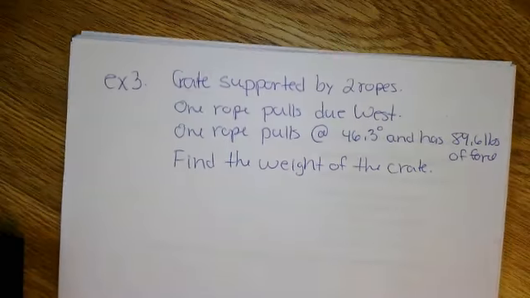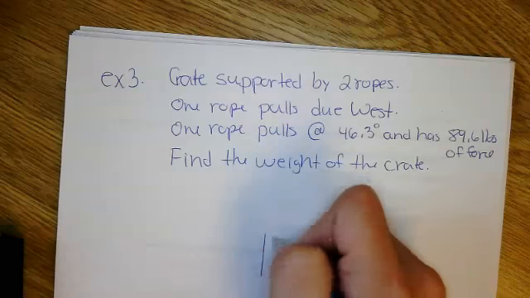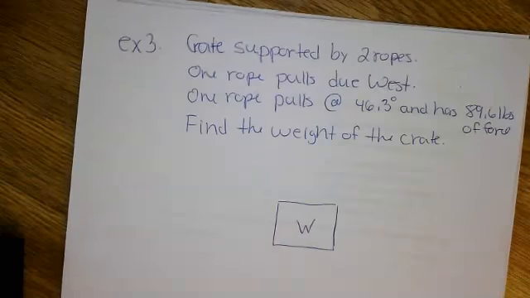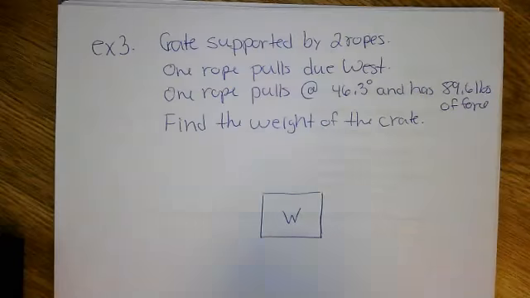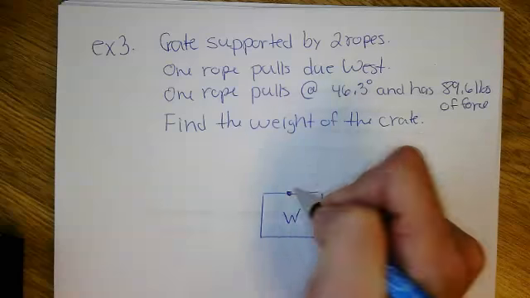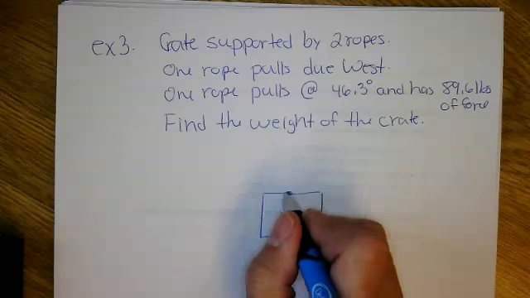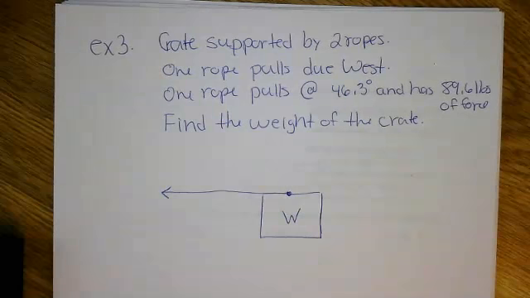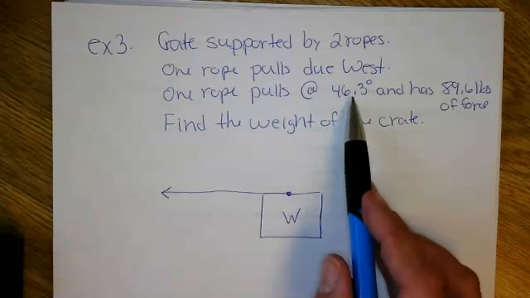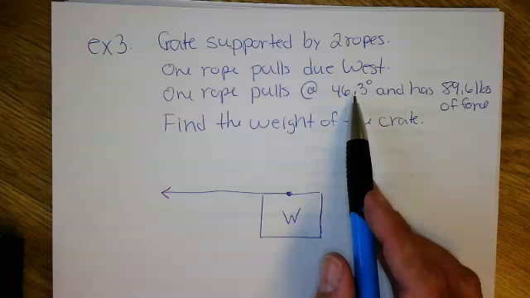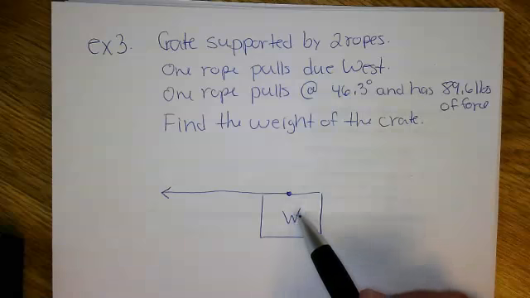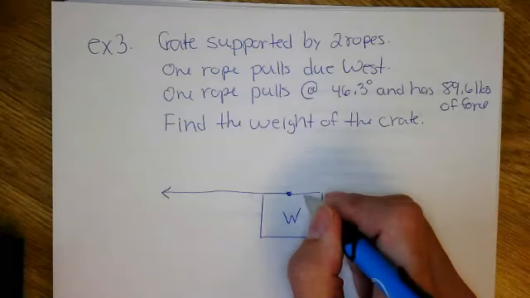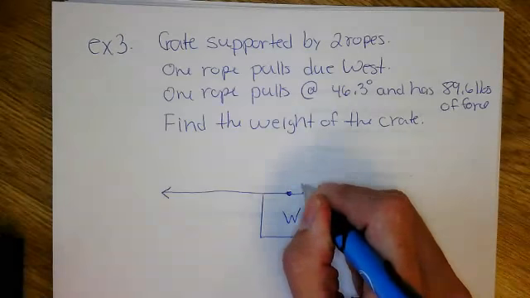Okay, so here's our picture. Not a very easy one to do on your own without seeing one of these. So we've got a crate that has some weight to it. It's being suspended up in the air with 2 ropes. One rope is pulling due west. Doesn't tell us how much weight's on it. The other one is making an angle of 46.3 degrees with the crate. So think about it. It would be impossible to have both ropes pulling this way. It would just swing over. So that means the 46.3 degrees is right here.